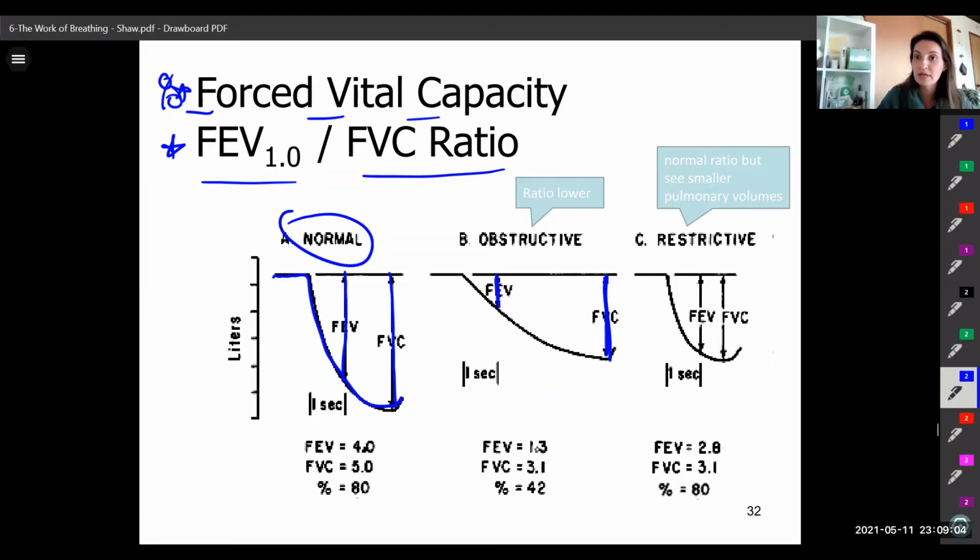Meaning we know that they're trapping air. They started with the same volume, but they haven't breathed out all that they have inhaled. Haven't exhaled all that they inhaled. So there's trapping of air, and just a fraction has been exhaled in the first second. So here we're showing that the individual has a ratio, FEV1 to FVC, of 42%. When we look at those two volumes and compare them, it's definitely below 60%, which would indicate obstructive.